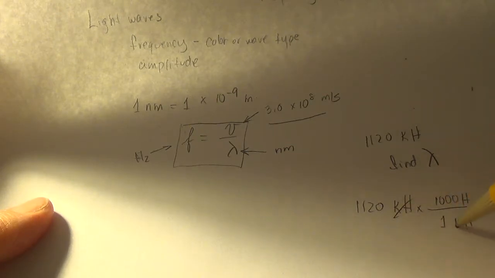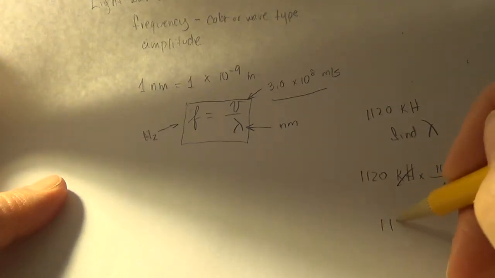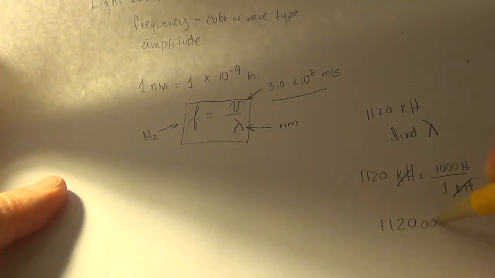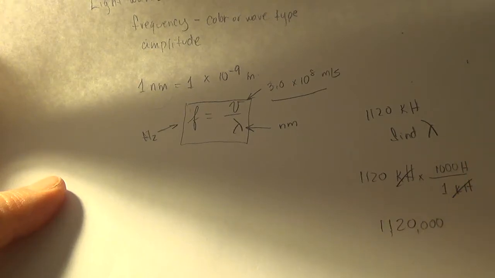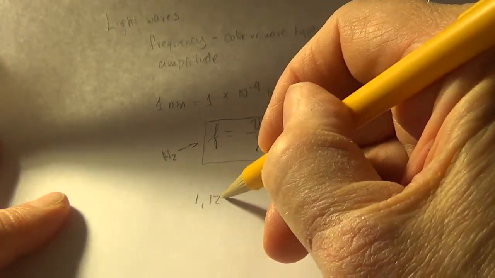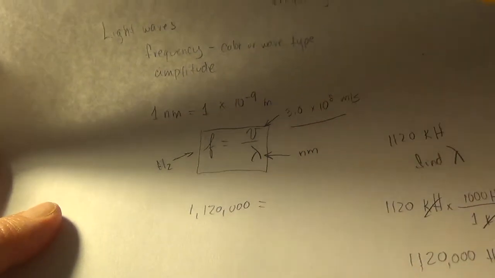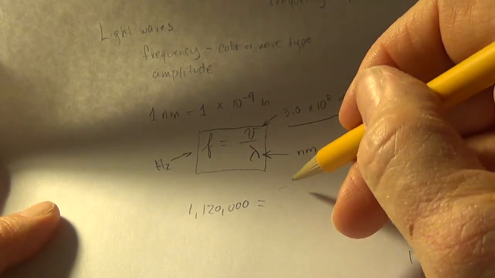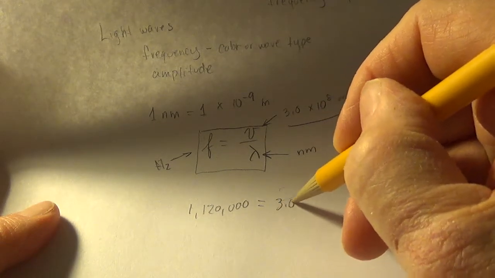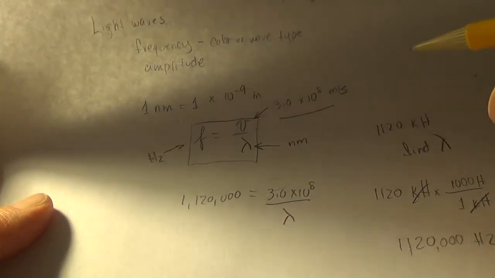So I cross out kilohertz and I get 1120 times 1,000. So I just move the decimal 3. So I move it over 3 and I end up with 1,120,000 hertz, regular hertz. So I'm going to go over here and put the large number, 1,120,000 for my frequency. Velocity, since I've told you that we're working with a form of light, is 3.0 times 10 to the 8th. And now I'm ready to solve for lambda.